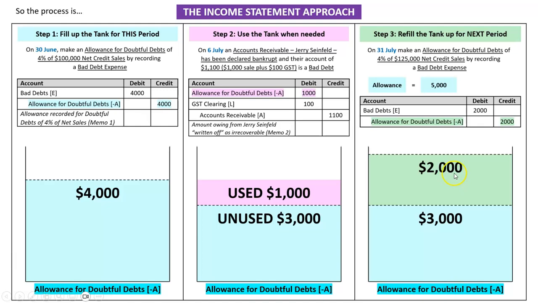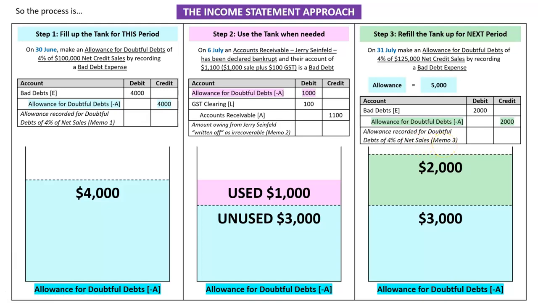I've added another 2,000. So together, my allowance for doubtful debts is now 5,000, and that's what it should be. It should be 4% of 125,000. And if we were asked for a narration, we'd make the exact same narration now: allowance recorded for doubtful debts of 4% of net sales, memo 3. And that is the entire process.